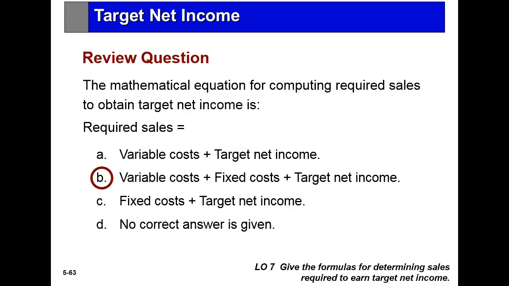We need to account for our variable cost. We need to account for all of our fixed costs, and we need to make sure we have our net income in there to determine how many dollars of sales we ultimately need to produce.